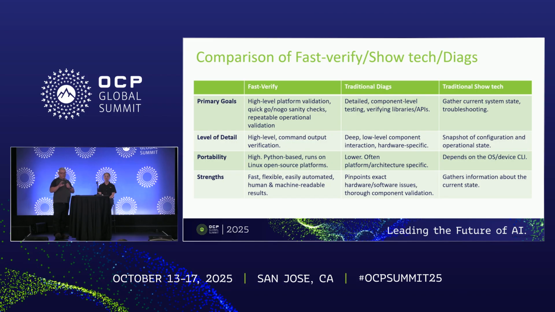The Showtech for, say, SONiC is going to be very different than a Showtech for FBOSS or XR or something else. Some of the strengths: Fast Verify, as I say, is easily automatable, human readable, and machine readable. Diags can get exact errors down to component or library or API levels. Showtech gathers a lot of information, but you have to go back and parse it later.